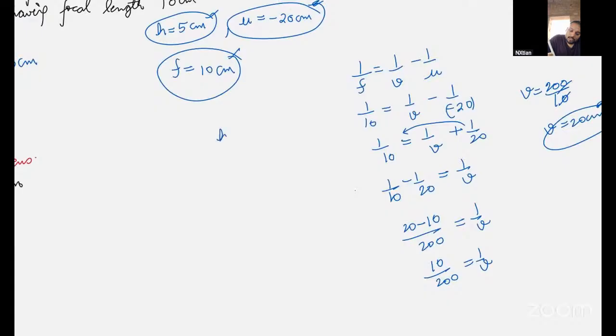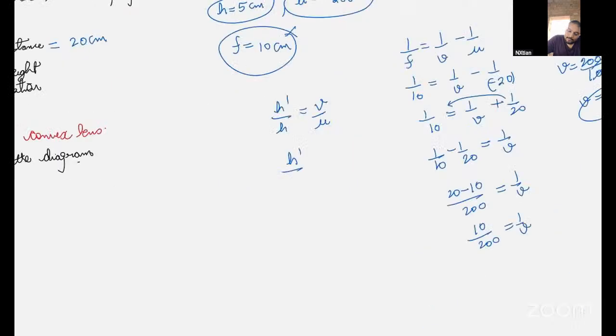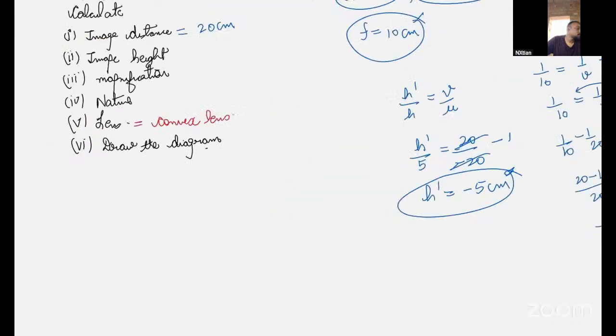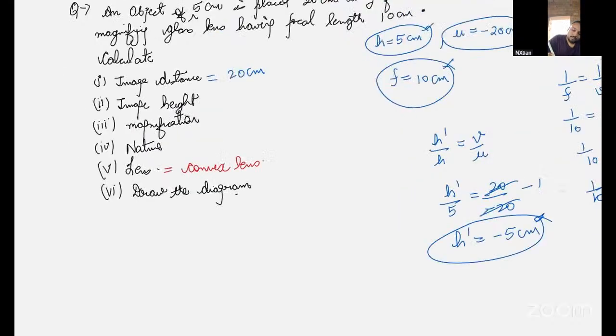So we have the formula h dash upon h is equal to v upon u. Now h dash, I don't know. H is how much? 5. And v is 20 and u is minus 20. This and this will cut, so the answer will be minus 1. So h dash is equal to minus 5 centimeter. Means we got the height of the image as minus 5 centimeter. Got it? So height of the image is minus 5 centimeter.